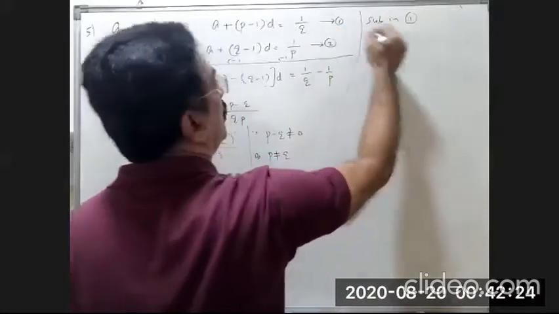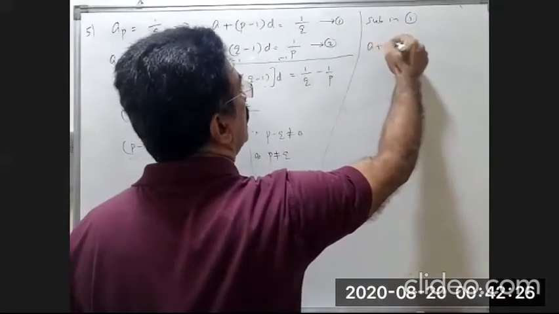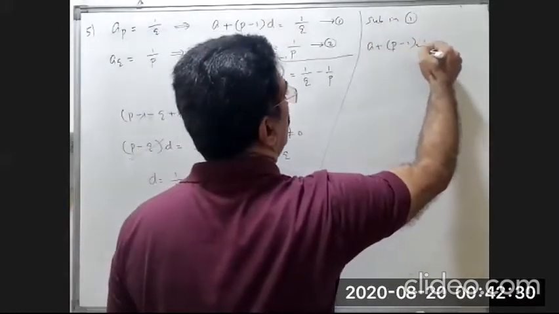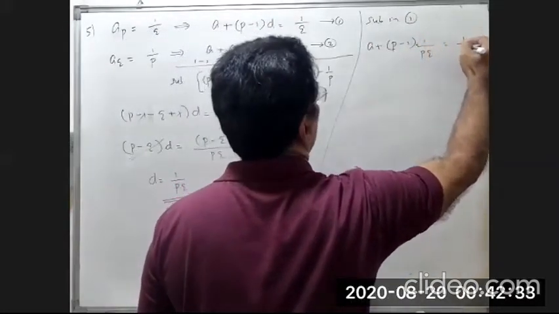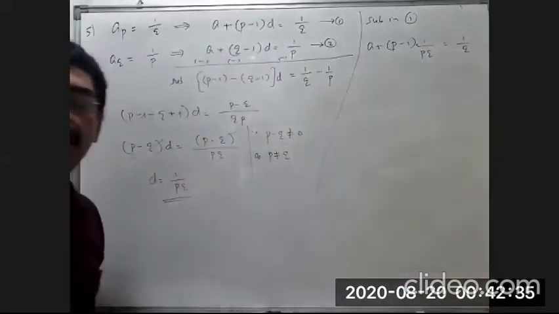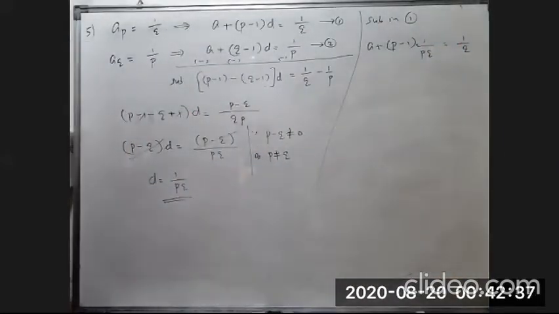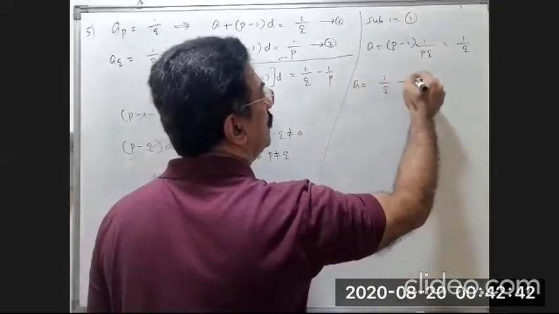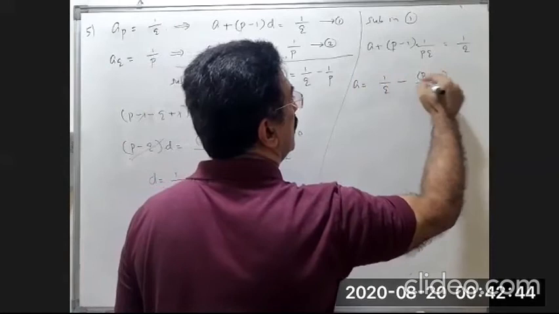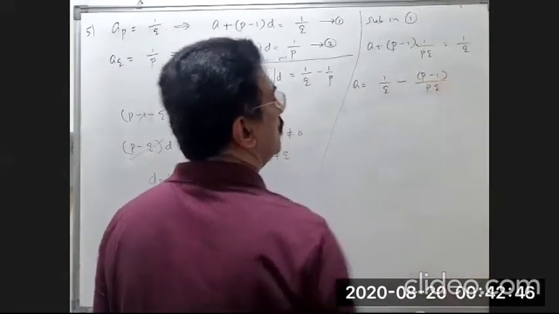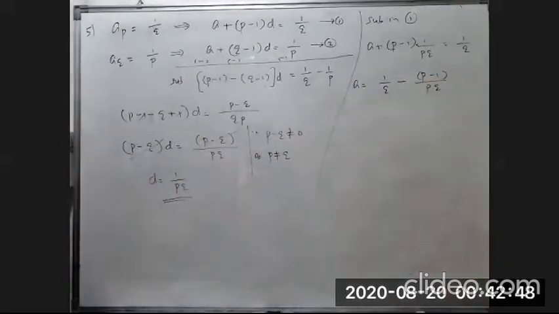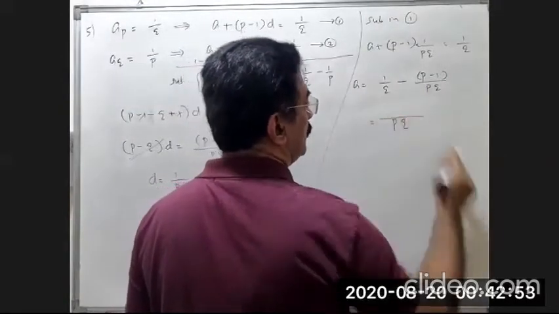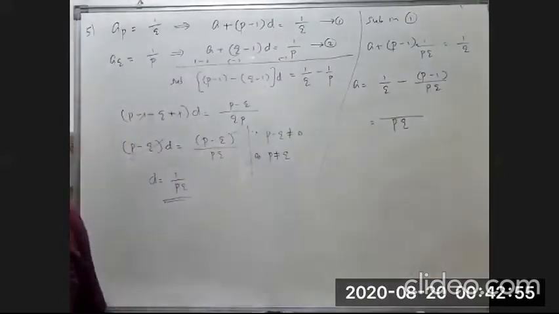substituting in equation number 1, a plus (p minus 1) times d, the value of d is 1 by pq, is equal to 1 by q. From this, we need to find a. So a is equal to 1 by q minus (p minus 1) by pq. Take LCM. LCM is pq. After taking LCM, you know how to simplify it.